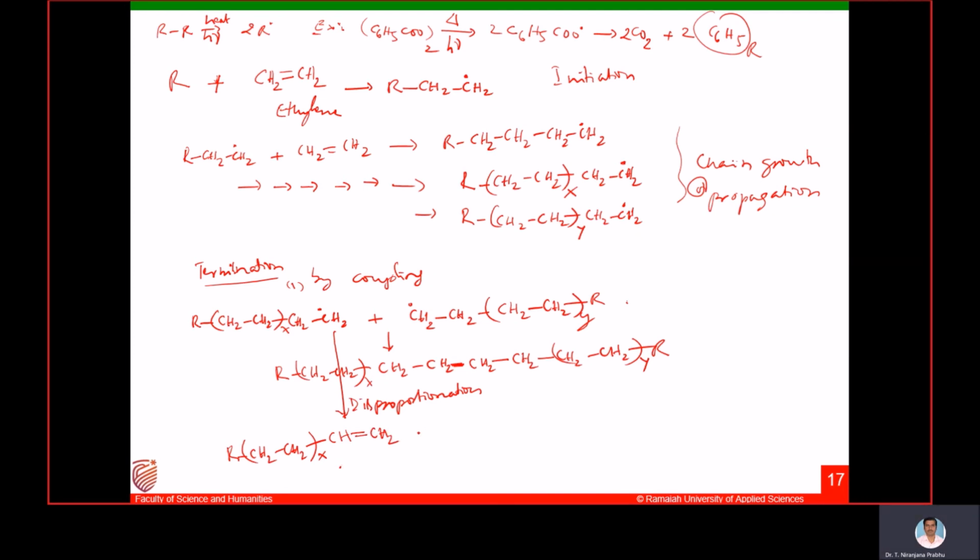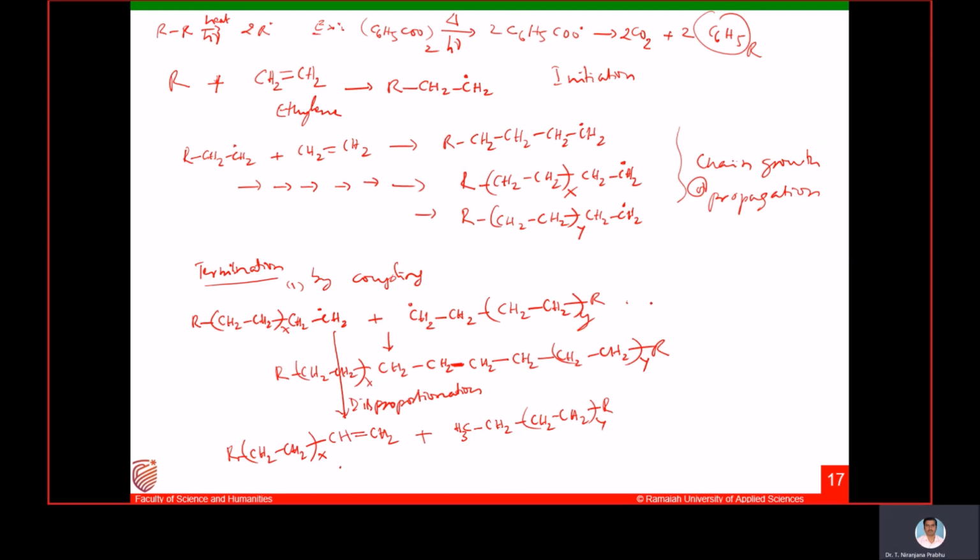This is one polymer chain. Another chain which has taken hydrogen becomes CH3 here. This has become stable again. Y times. So two different polymer chains, that is polyethylene only, ending slightly differently. One has formed a double bond and become stable. One has formed CH3 at the end and become stable. But the basic polymer chain is polyethylene only. Okay, this is termination by disproportionation.